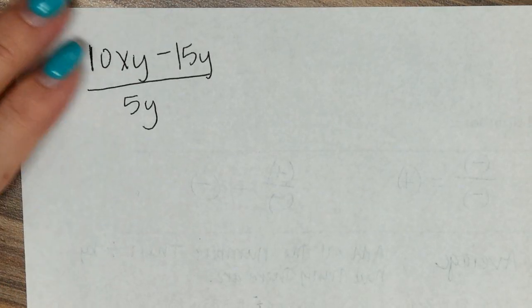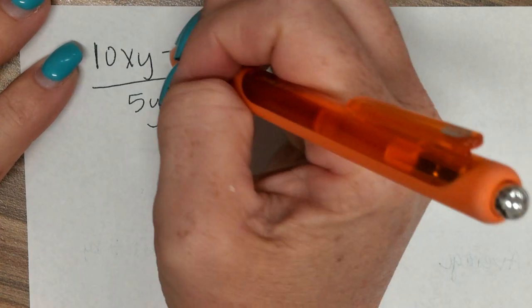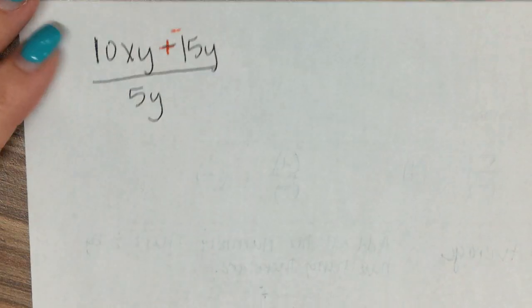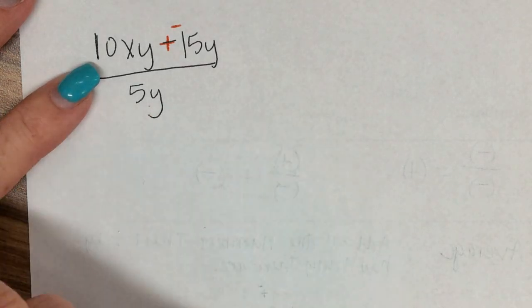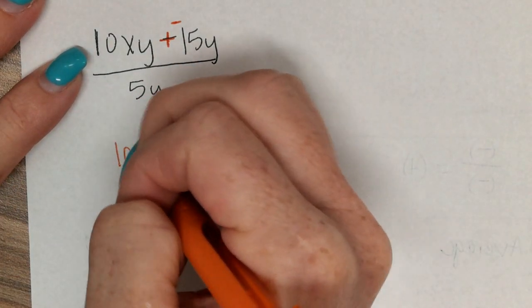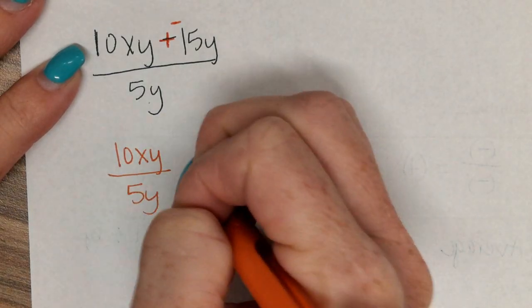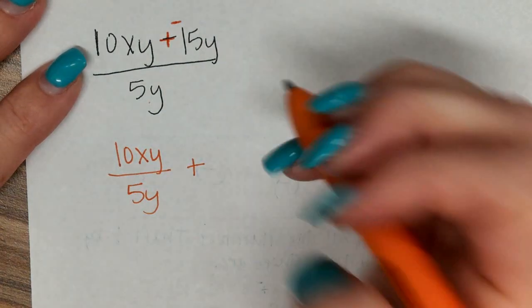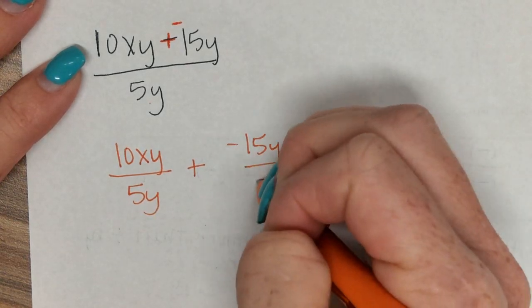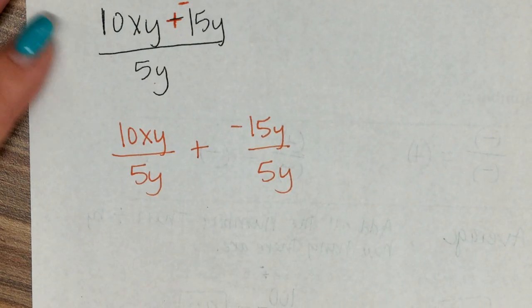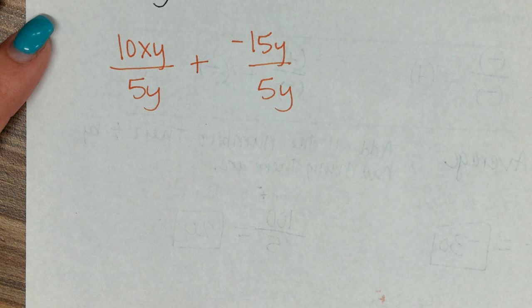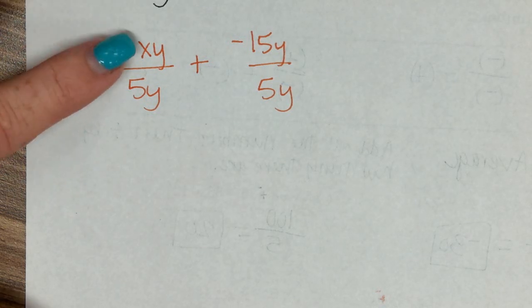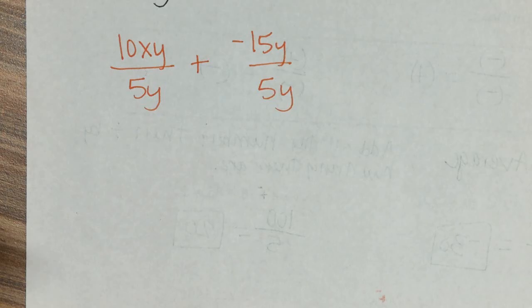All right, what's the first thing I'm going to do up here? Change. Then I'm going to put each term over 5y. So I have 10xy over 5y plus negative 15y over 5y. So what am I going to do here? I'm going to simplify 10/5. What's 10/5? Y'all should know this. 10 divided by 5 is 2.